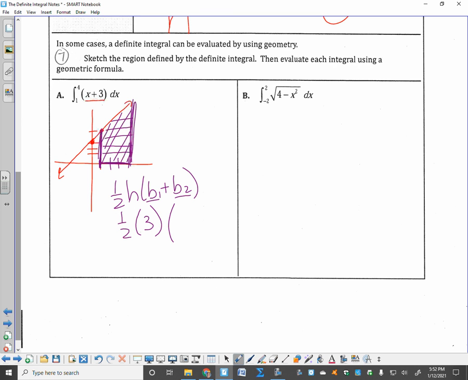So it is 1, 2, 3, 4. And then at 4, I can plug a 4 in there and get a 7. So 3 over 2 times 11, so 33 over 2. Units squared, because technically it's area.